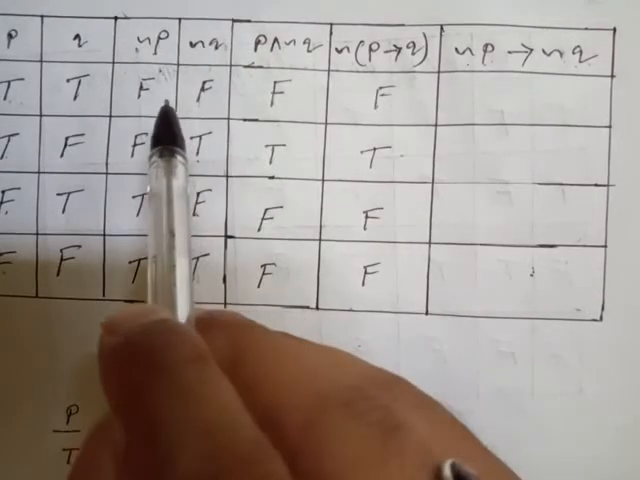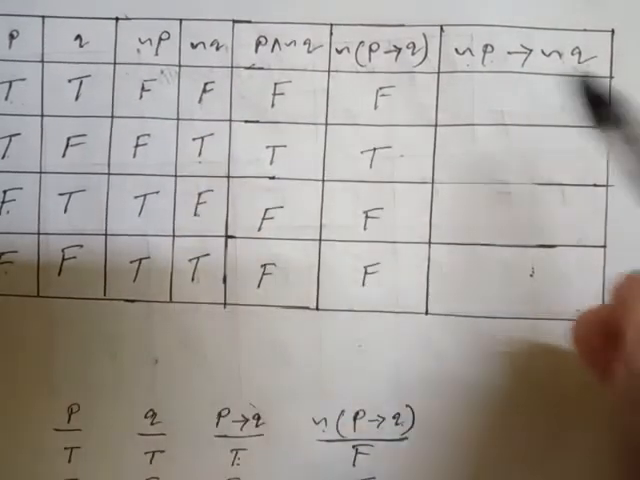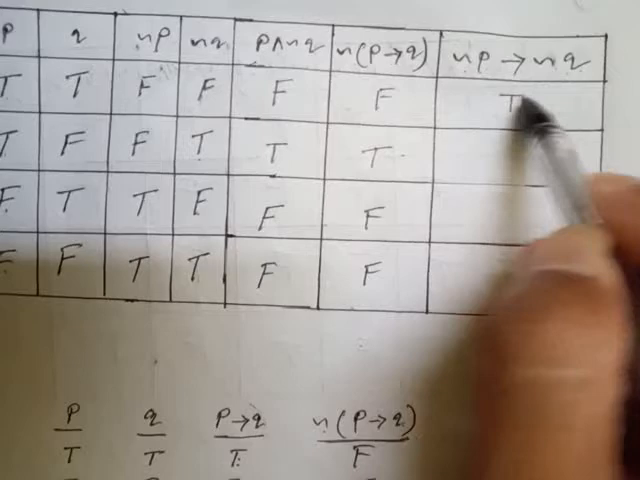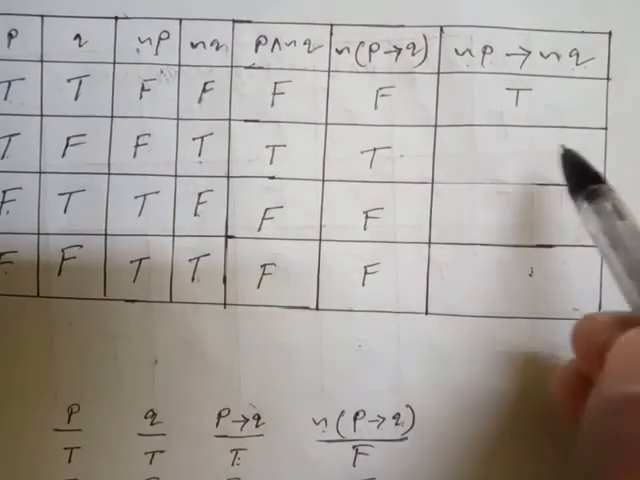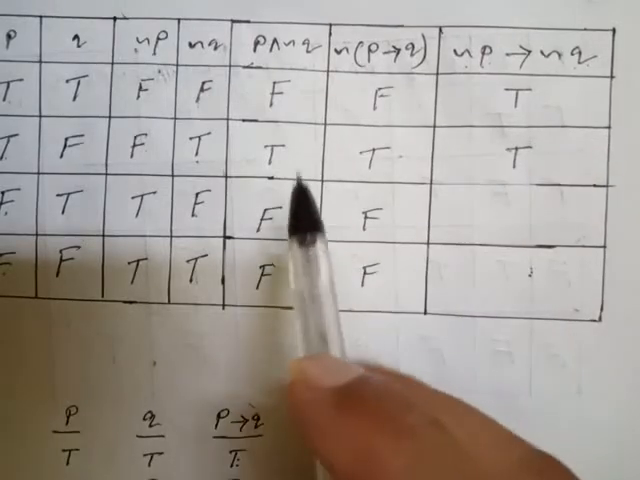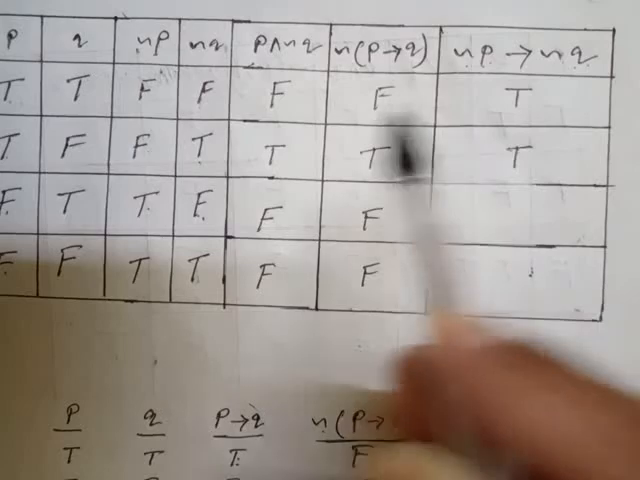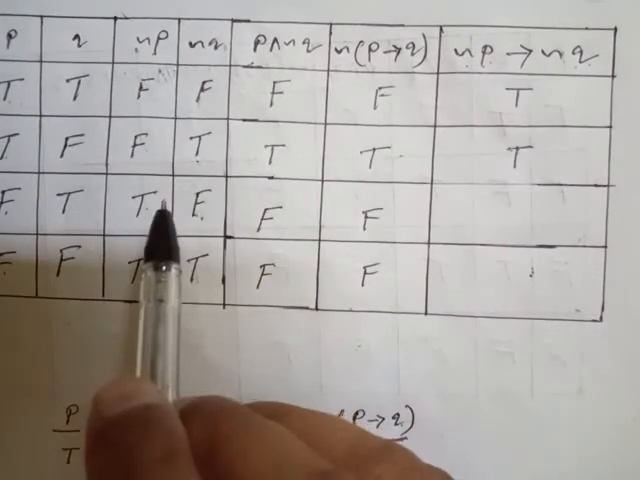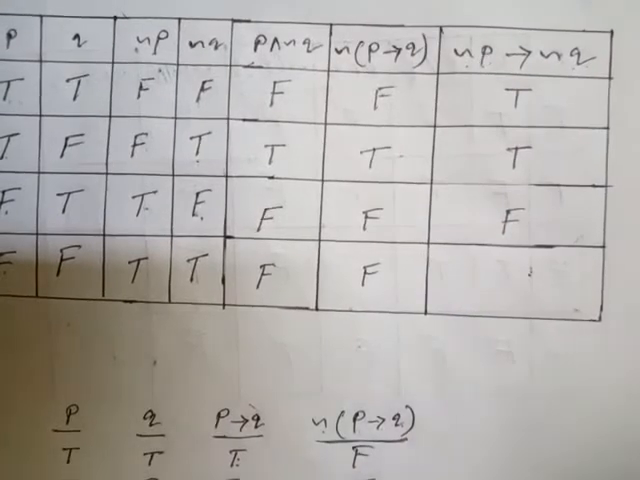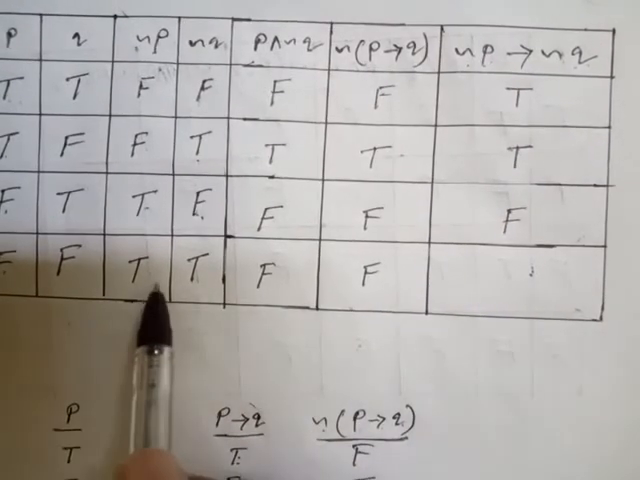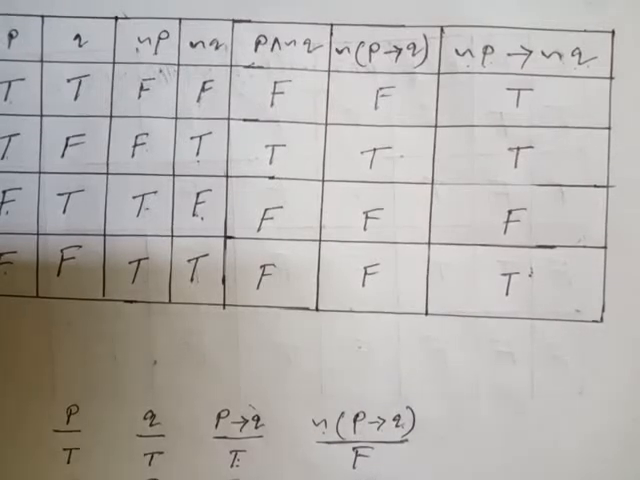Now look, in the implication table, false false is true, so here we'll write down true. Now false true is true, so we'll write down true here. Next one, true false is false, we'll write down false here in the implication, and true true is true. So this is over. Now the second question 1b is also over.